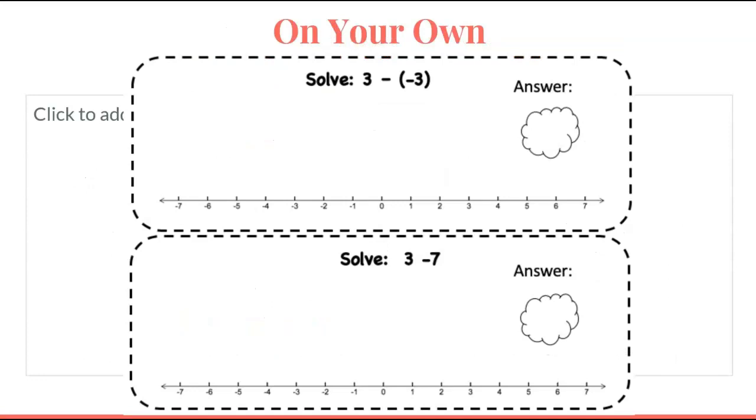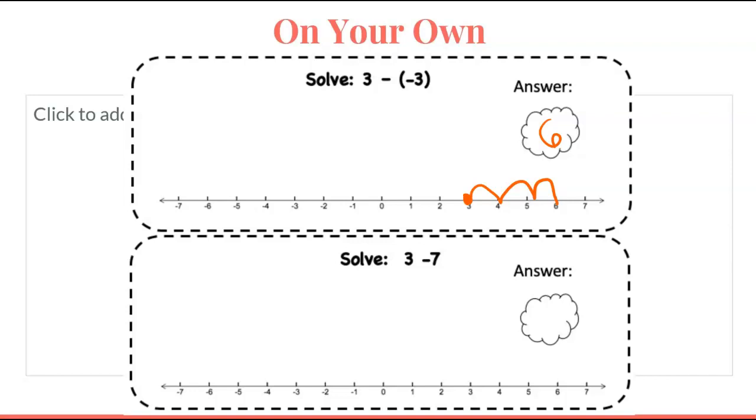So hopefully you took a second, paused the video, and tried these two on your own. Okay, so I always start at my first number. In this case, I'm going to start at +3. I'm taking away a negative. Again, when I subtract a negative, I move to the right. So I'm going to go 3 spaces, 1, 2, 3, to the right. And you can see when I take away a -3, my answer is +6. If you take away a negative, your number actually gets larger.